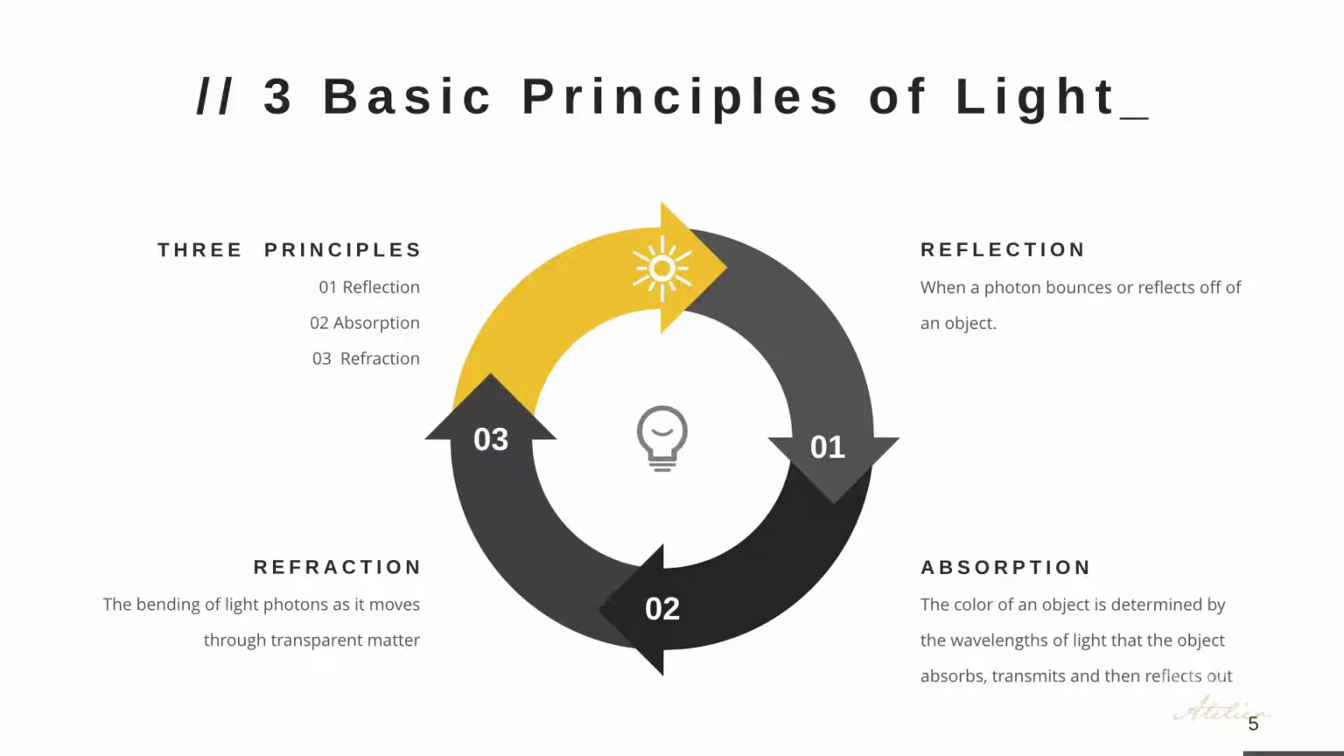And also, let's talk about absorption. We haven't talked about that necessarily yet. The color of an object is determined by the wavelengths of light that the object absorbs and transmits and then reflects out. That's a very scientific term, but it basically means when you see a color, it's based off of the absorption and what's reflected out. And also, I'll talk about that later on because it does make a difference in terms of what we see as bounce light, okay? Now, refraction, we just talked about that. It's when the light waves or the photons are being bent as they go through matter.